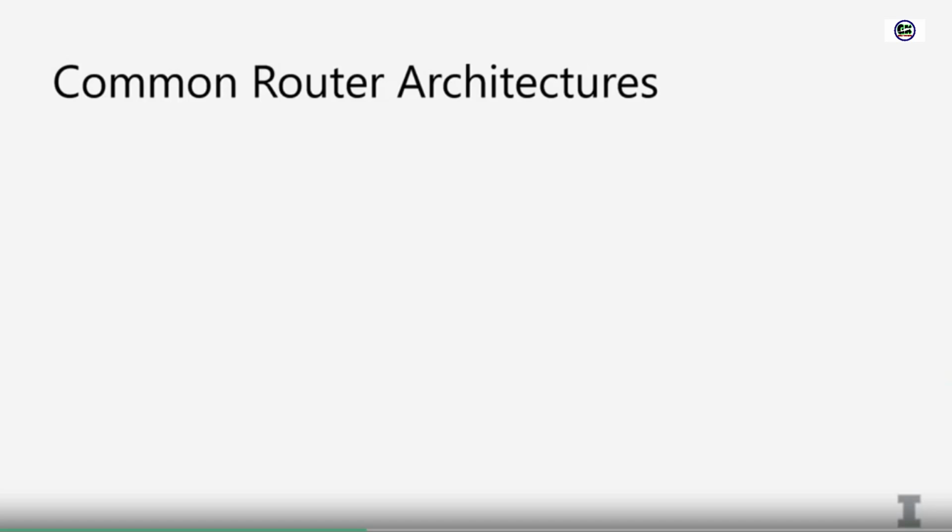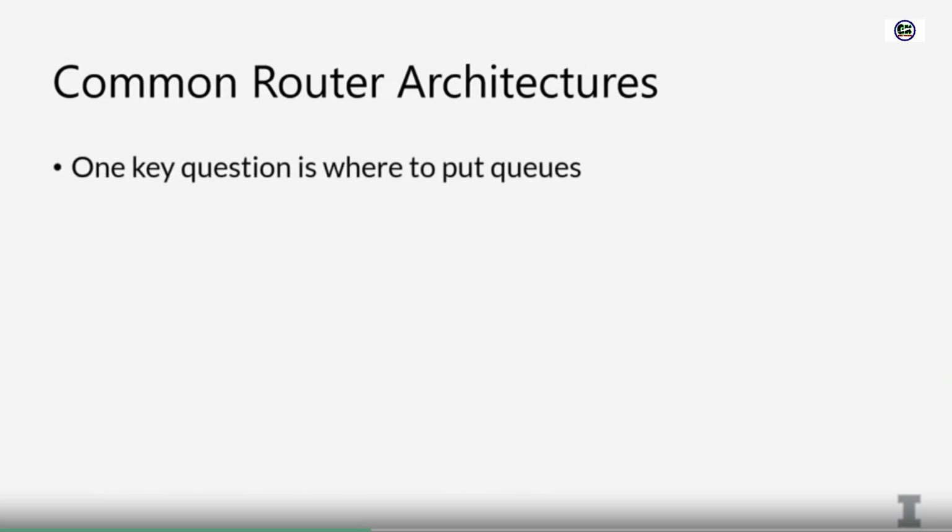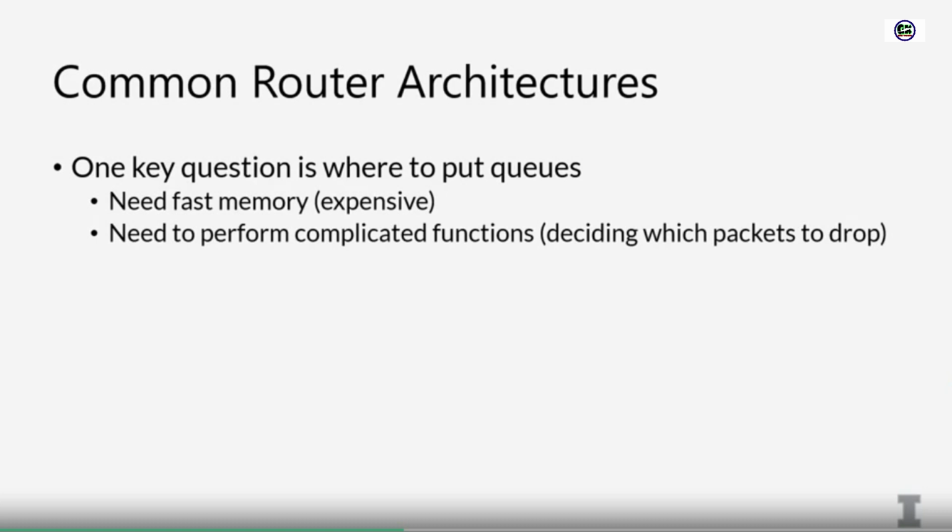There are a few key kinds of router architectures out there. One key question centers around where to put queues inside the routers. On one hand, these queues are fast memory. They have to process packets at high speed, so they're very expensive. So you don't want to put queues everywhere in your router. Another issue is that they need to perform complicated forwarding functions. You're going to have these queues, but oftentimes you won't process first in, first out. You're going to make complicated decisions about which packets to drop.